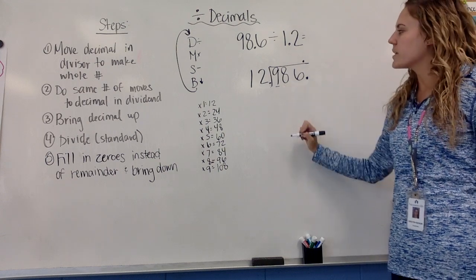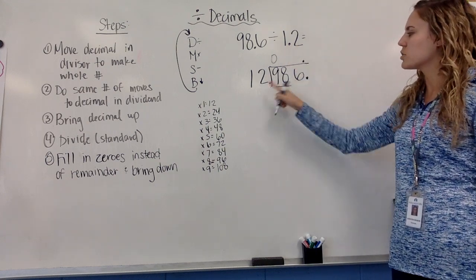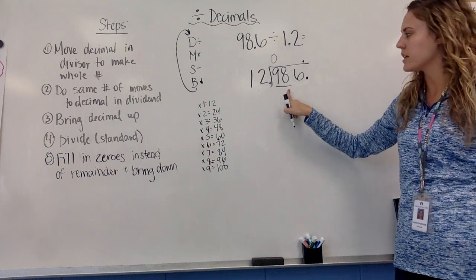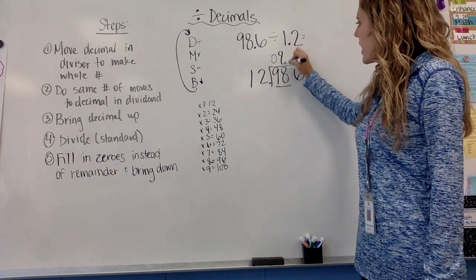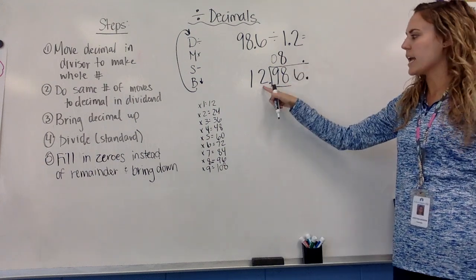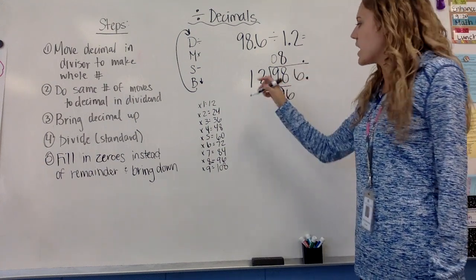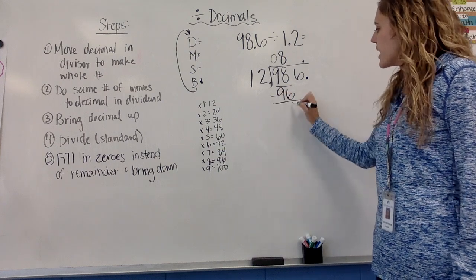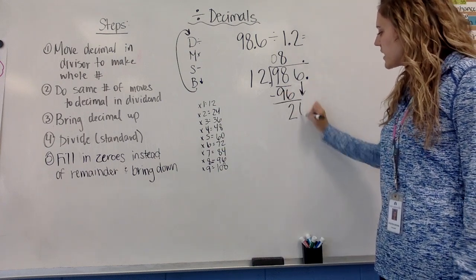So can 12 go into 9? No, so I'm going to put my 0 there to hold the place. Can 12 go into 98? Yes, and it'll go in 8 times. So I'm going to put my 8 on top of the house. 8 times 12 is 96. Now I'm ready to subtract. 98 minus 96 is 2, and I'm going to bring down my 6.